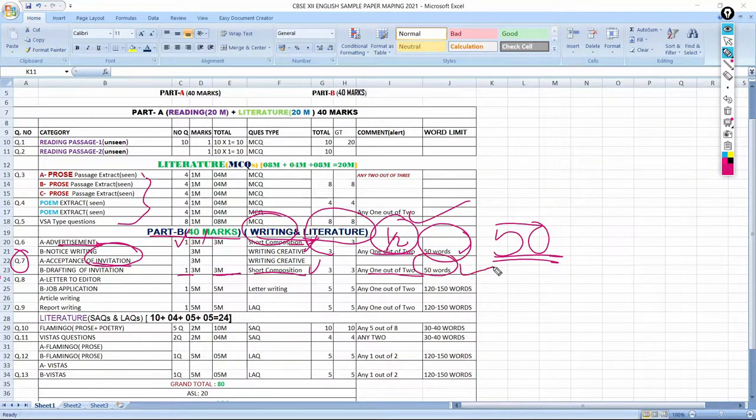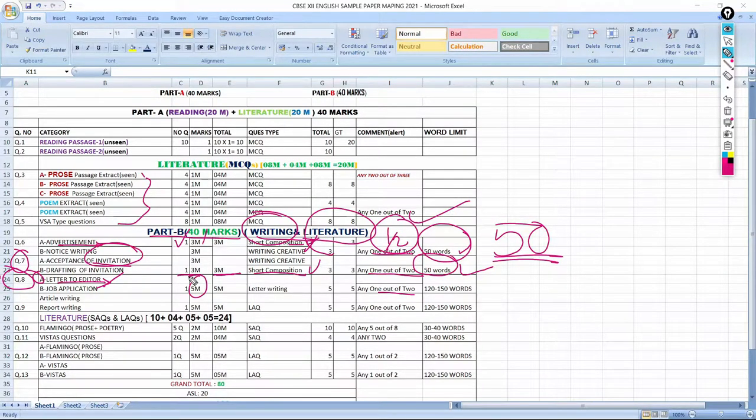Let us see question number 8. Question number 8A will be letter to the editor. So, isme bhi aapka option rahega. Ye option mein kiske beech rahega? Letter to the editor, okay, and job application. Application for a job. So, isme total mark kitna hoga? Isme mark hoga aapka 5 marks.